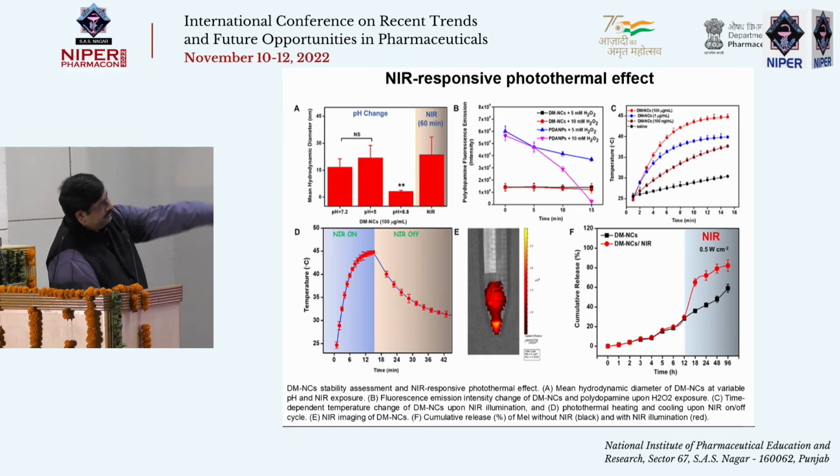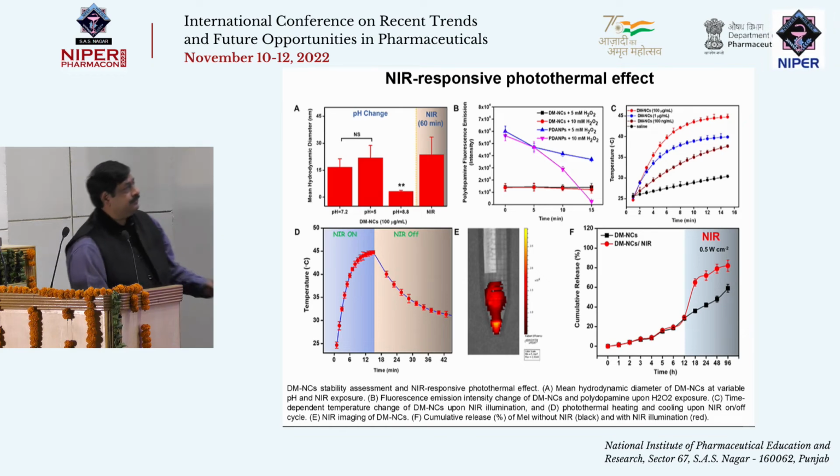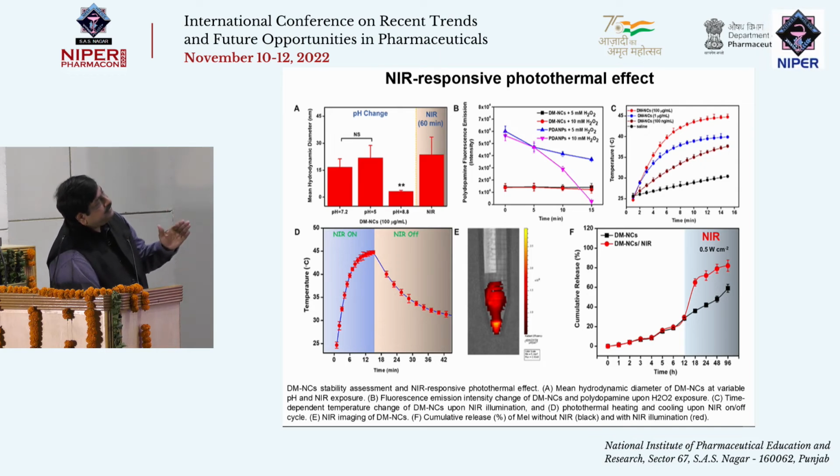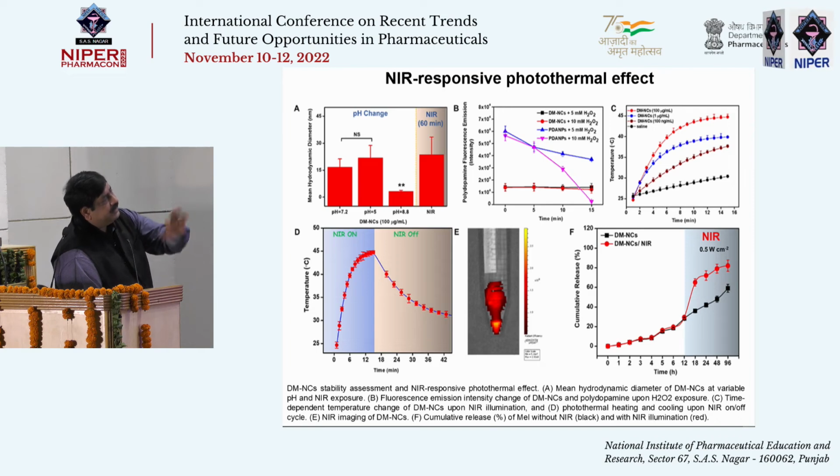So this is the NIR image of the particle. And also, because this is the melatonin-encapsulated formulation, their release profile is about 52% when we are not shining the NIR light. But when we shine the NIR light at some point, they show a burst release of the melatonin in this system.